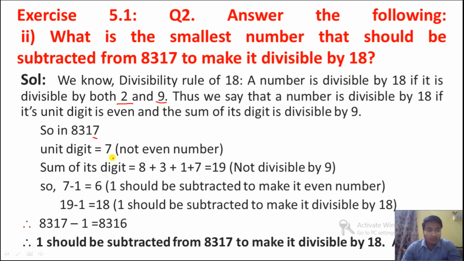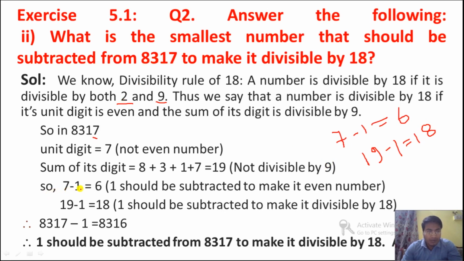So now we have to subtract. When we subtract 1 from 7, then we will get 6, and 6 is an even number. Now we have the sum of the digits 19. When we subtract 1 from the sum of the digits, we will get 18, and 18 is divisible by 9. So the number is 1, and 1 should be subtracted from this 8317.